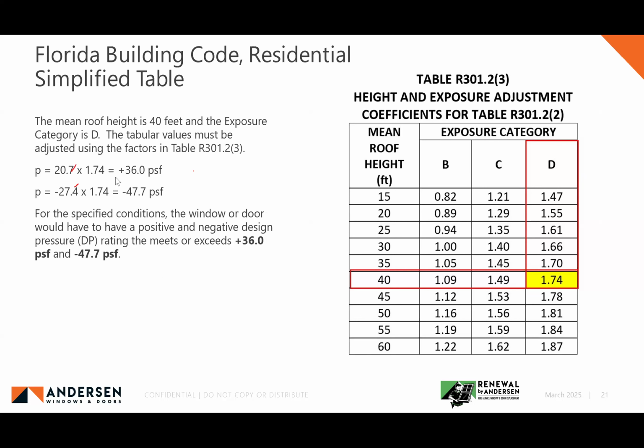Okay. So a product that would have to have a design pressure rating that was a minimum plus 36 and a minimum negative 47 or negative 48 PSF. Okay. And if you went through the calculations in ASCE 7, you would pretty much get something slightly lower than what we got here.